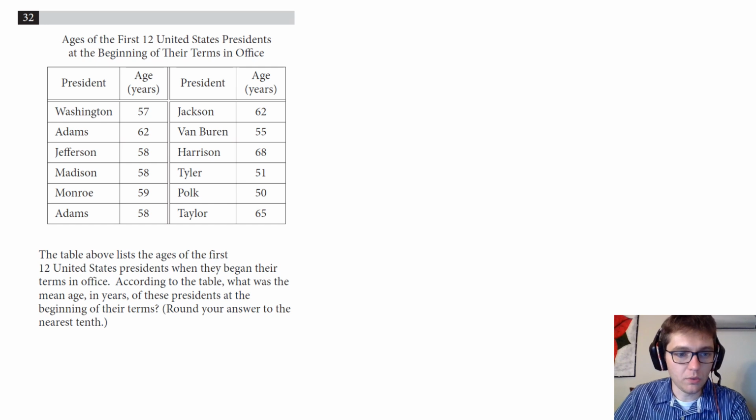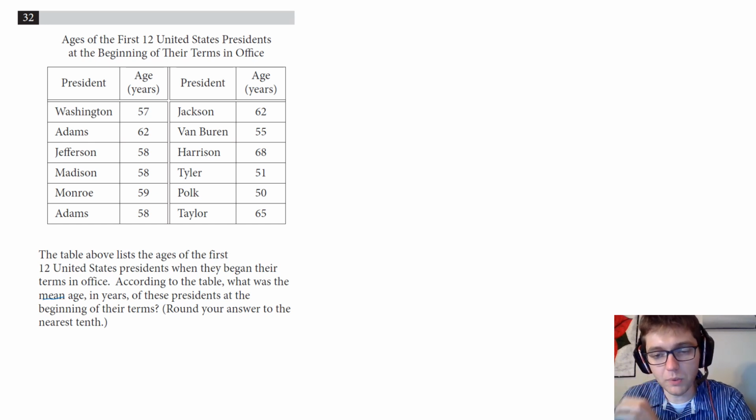Problem 32. The table above lists the ages of the first 12 United States presidents when they began their terms in office. According to the table, what was the mean age in years of these presidents at the beginning of their term? Round your answer to the nearest tenth. Okay, so this is a pretty easy problem with a couple things that they're just testing, or that you read the problem right.